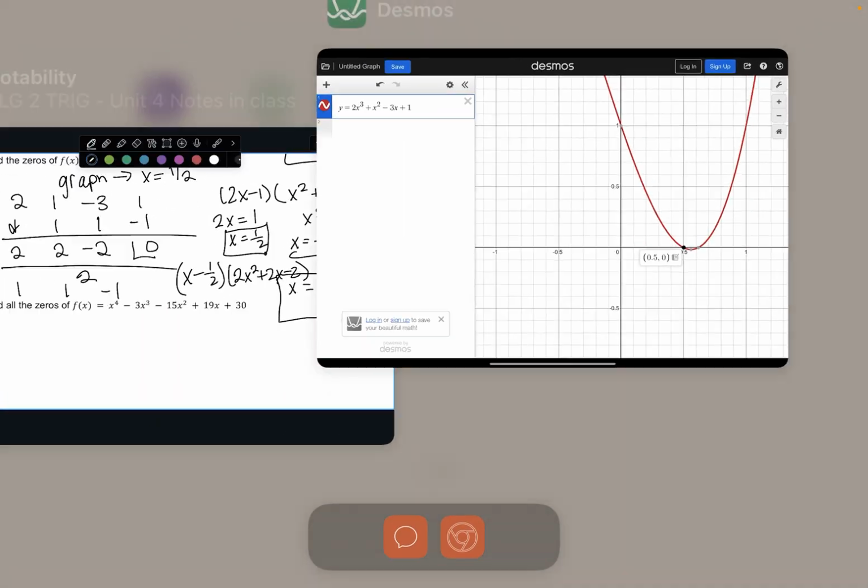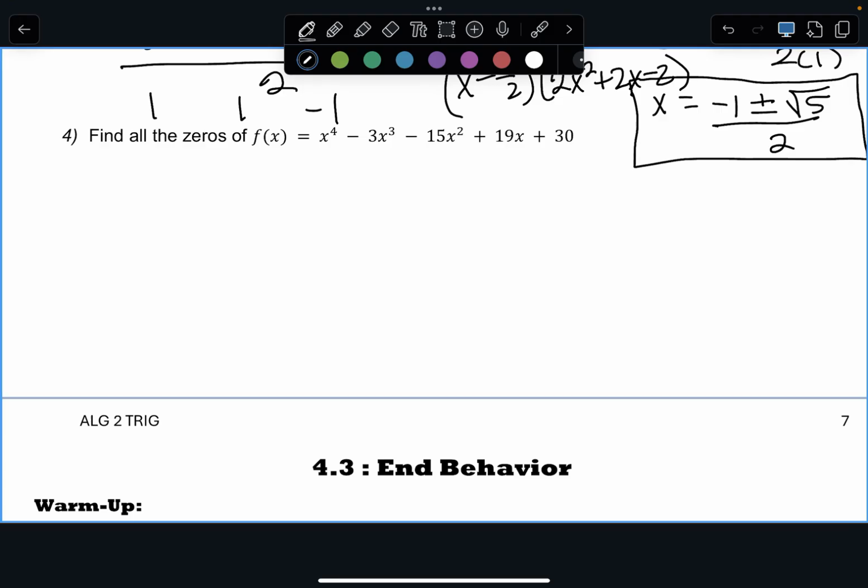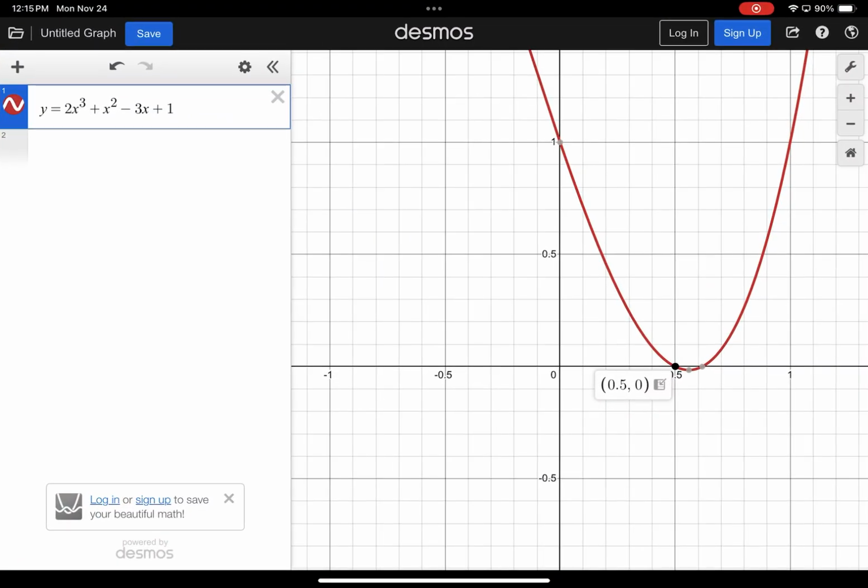Okay, let's do one more. This one, again, something weird kind of happens, so just be aware. You could do your P's and Q's and guess and check, or what else can we do? If I don't want to guess and check my P's and Q's. Desmos, we graph. So I'm going to graph this one. Hop over to Desmos.